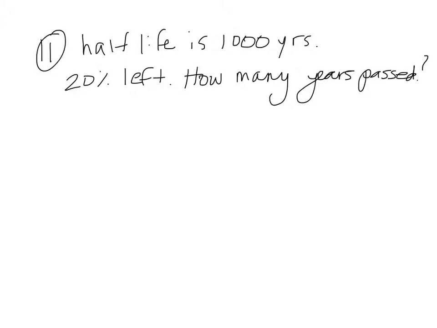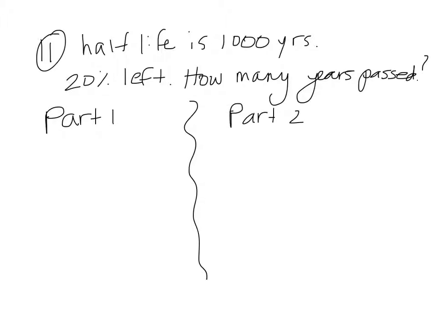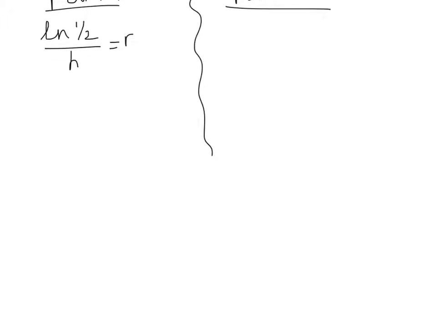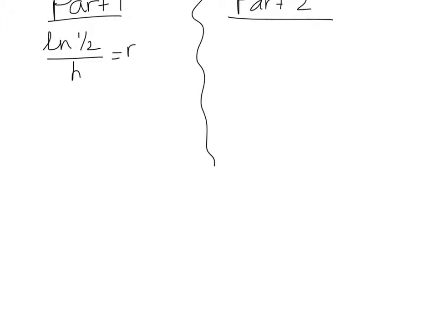Okay, so if you set up the half-life problems, I told you guys that there's a part 1 and a part 2. The part 1 can be simplified if you do remember this formula. The natural log of 1/2 divided by h is equal to r. So if you memorize that, you're golden, because you can kind of skip this part 1. If not, you kind of have to work it out. So let's say you didn't memorize, okay?